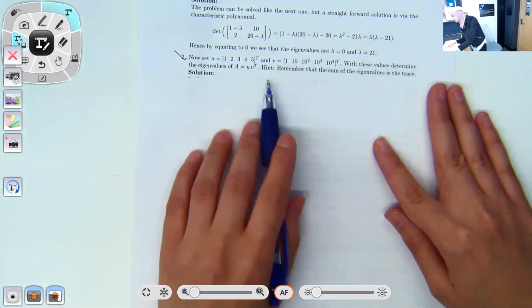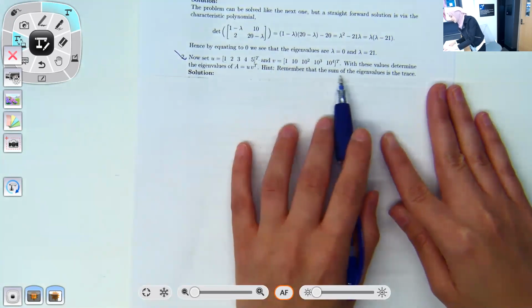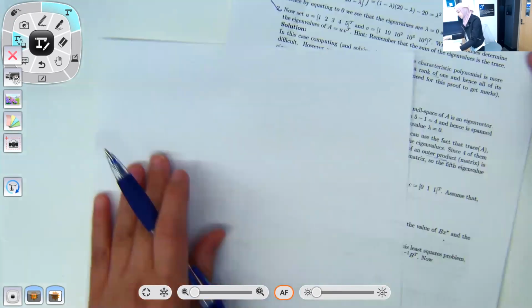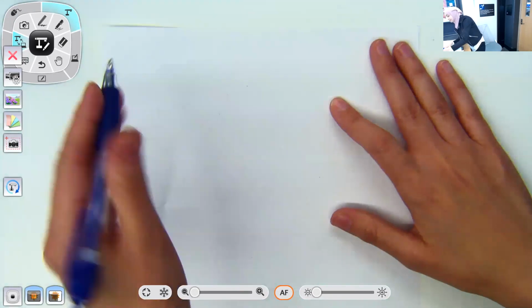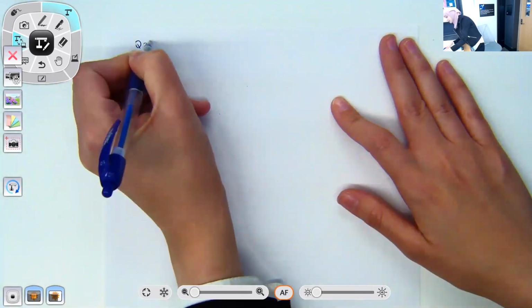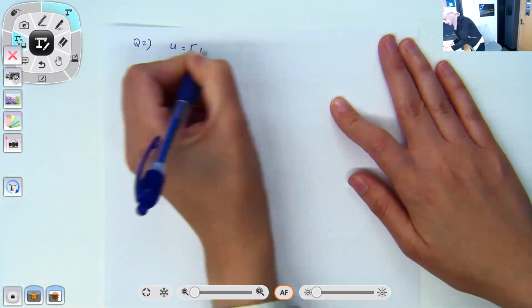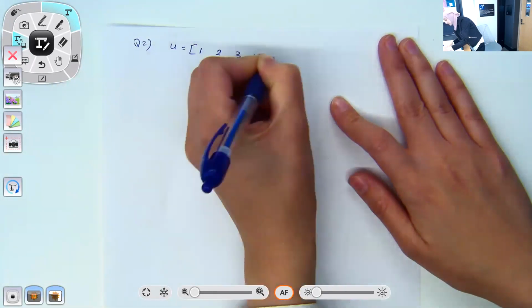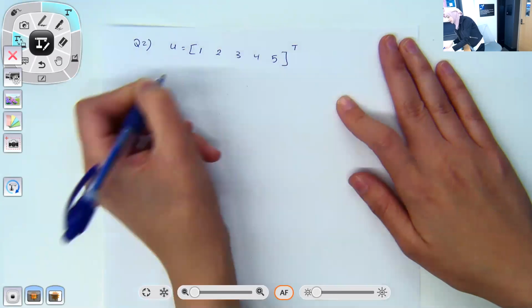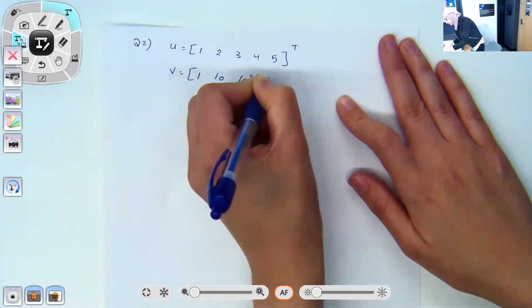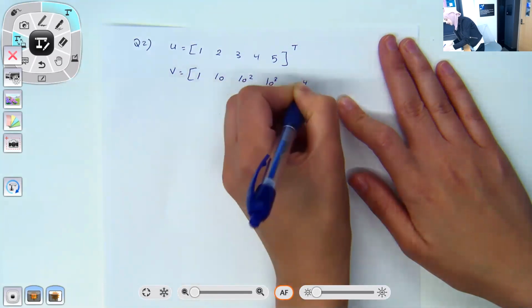They give you a hint. Remember that the sum of the eigenvalues is the trace of the matrix. Okay? They give you a hint, so it's easy for you to solve it. In question 2, they give you that the value of U equals (1, 2, 3, 4, 5) transpose, and the value of V equals (1, 10, 10 to power 2, 10 to power 3, 10 to power 4).